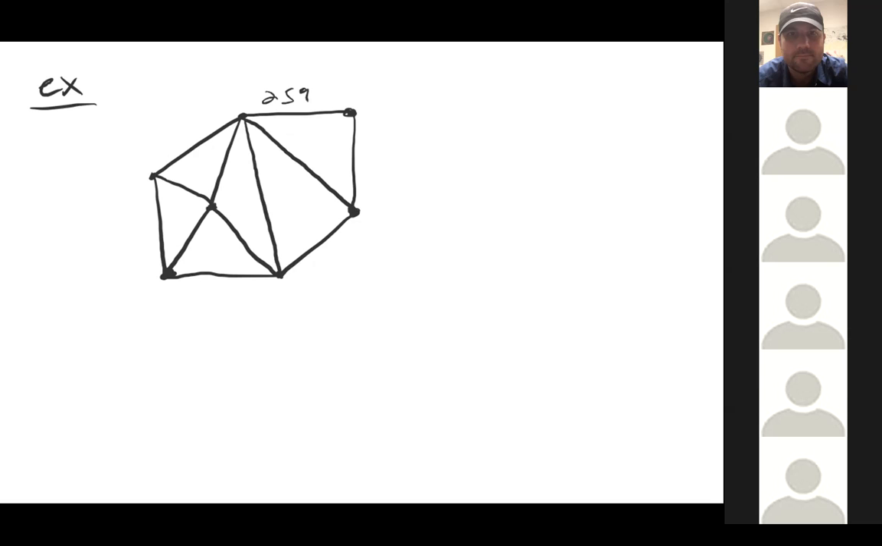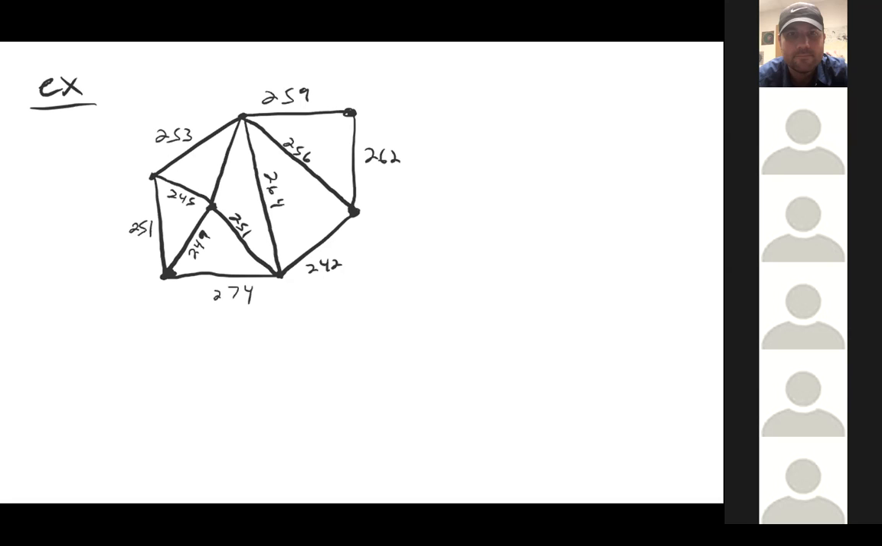So I'm going to put a bunch of distances in here. 259, 262, 256, 242, 264. This one's 251. This one's 253. This one's 245. 249. 253 up here. 251 over there. 274 down here. Okay.